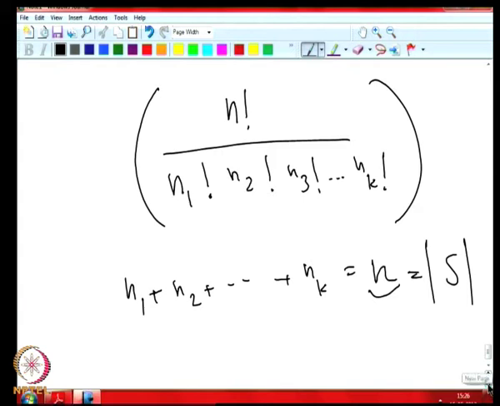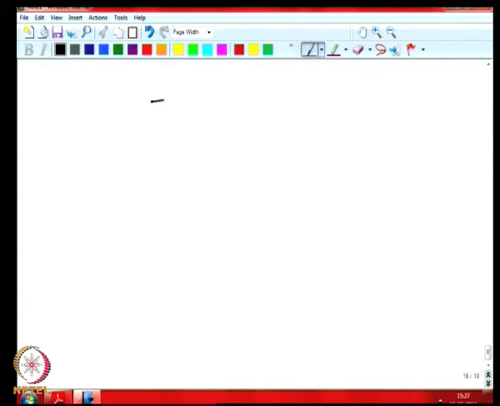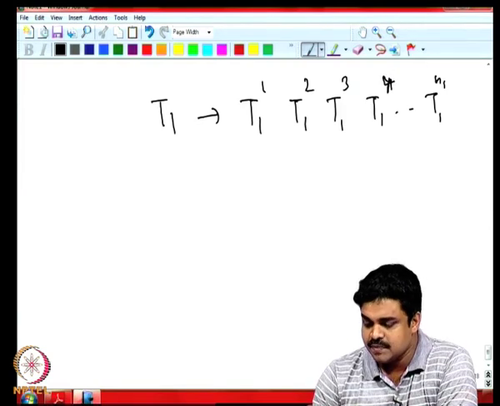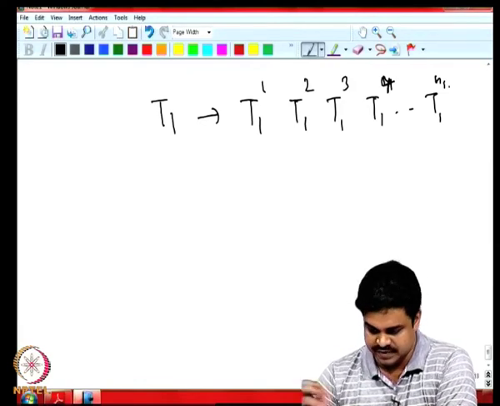One possible argument is like this. You take T1 as the first type. We will write the objects of T1 as T11, T12, T13, T14 and up to T1N1. It is like the type we took and then we numbered them separately. So, we made them different somehow. We can still identify that they are of the same type, but we have numbered them so that we can identify which is which.